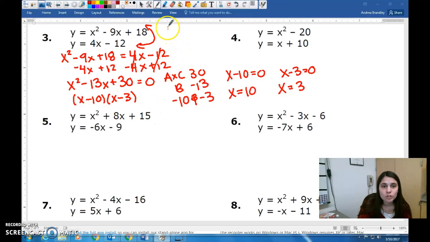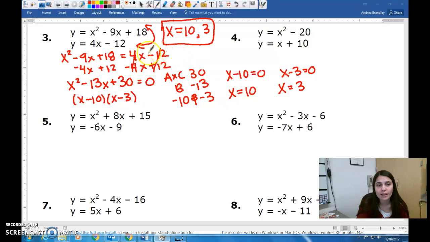So this time I have two x values, 10 and 3, which means I'm going to have two y values because I've got to plug both of these in to solve for y. So I'm going to use the second equation just because it seems a little bit easier. So I'm going to plug a 10 in.